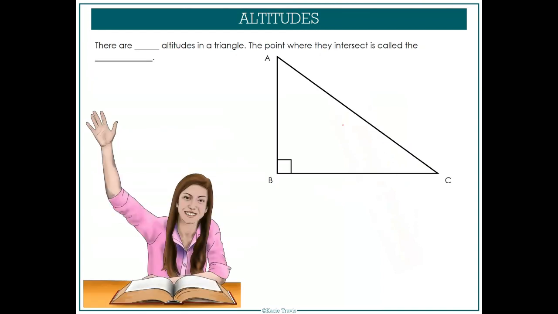Now, along with altitudes, we also have another point of concurrency. So there are three altitudes in a triangle, and the point where they intersect is called the orthocenter. So for here, we have three altitudes, one coming from B to the other side, one right over here from A to the other side. So that already meets up at that area right there where B is at. And then right over here, this line also has a point of concurrency also at B. So right here, this is our orthocenter.